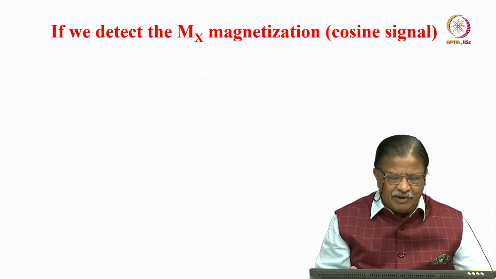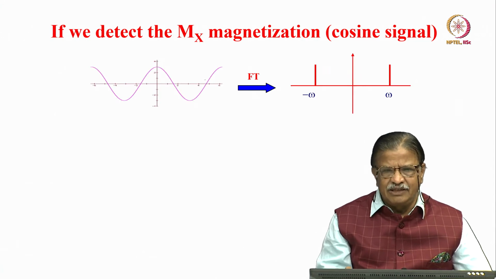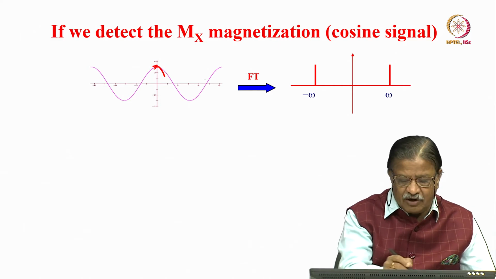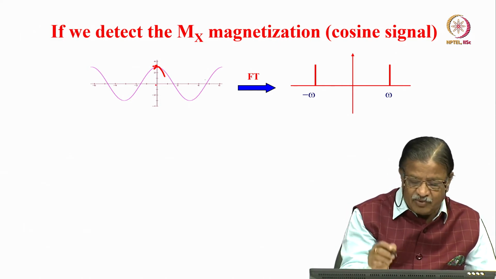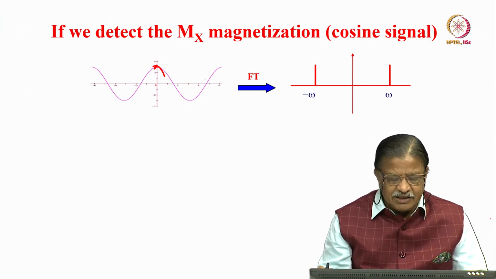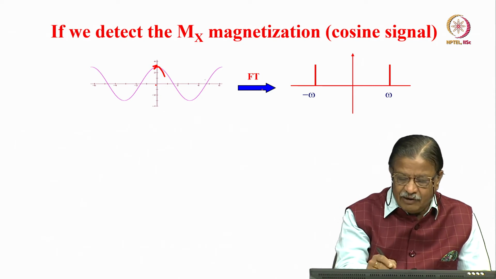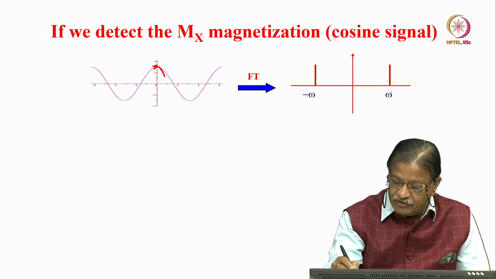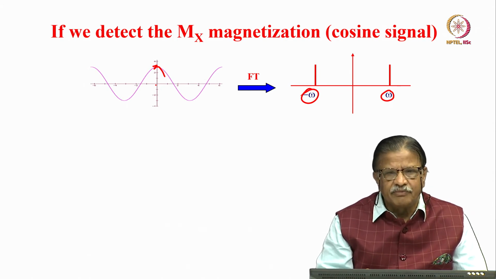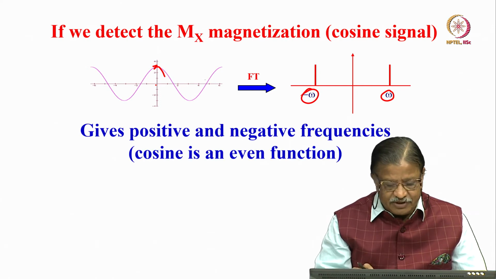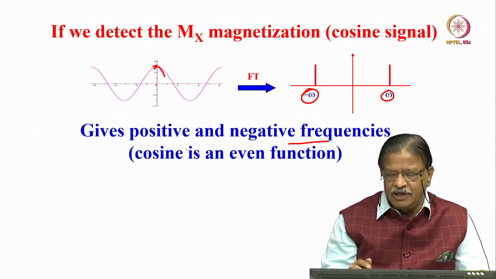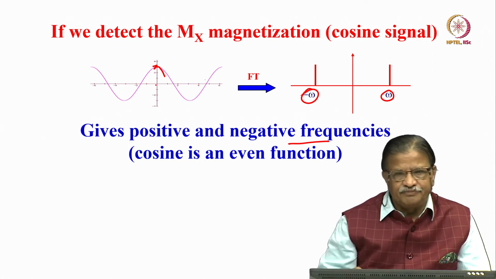The detected signal Mx with the receiver also along x axis is a cosine signal, and you start like this. It is like this. Start with x at 0, its maximum value is 1, and it oscillates. It is an oscillatory function. Okay, this is cosine function. Now I do the Fourier transformation of this. I get two frequencies, real and imaginary, which are plus omega and minus omega. This is the Fourier transformation of the cosine function. Gives negative and positive frequency. Why negative and positive frequency? Because cosine is an even function.